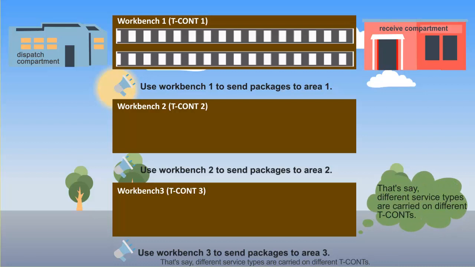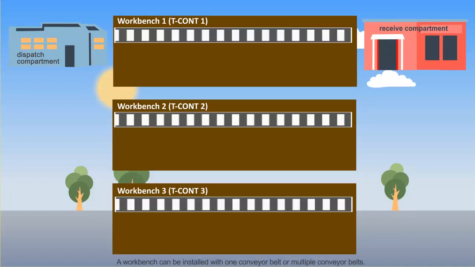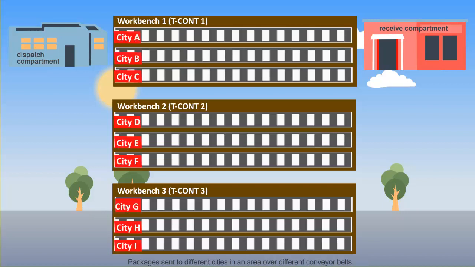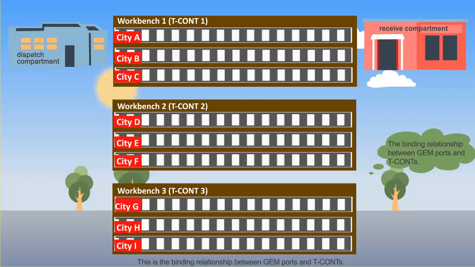That is to say, different service types are carried on different T-CONTs. A workbench can be installed with one conveyor belt or multiple conveyor belts. Packages sent to different cities in an area go over different conveyor belts. This is the binding relationship between GEM ports and T-CONTs.